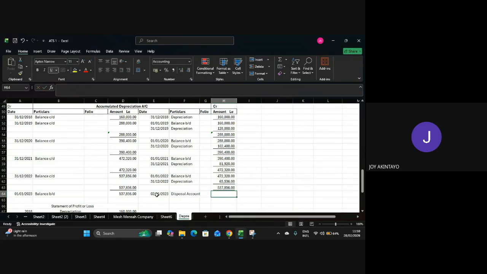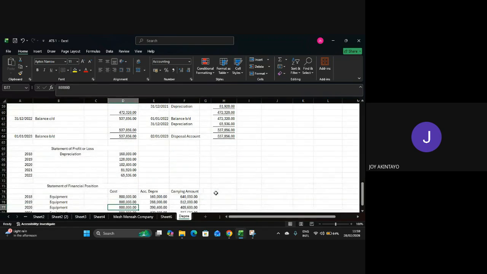Are you getting it? Then you write it off. Are we together? That one has case closed. So you close all your accounts. Case closed. Then you now open your asset disposal account.